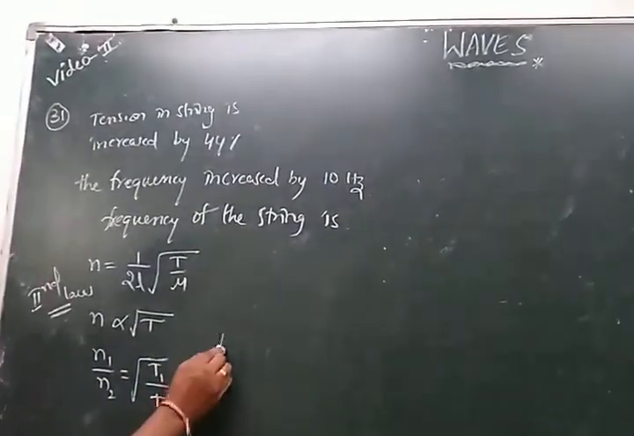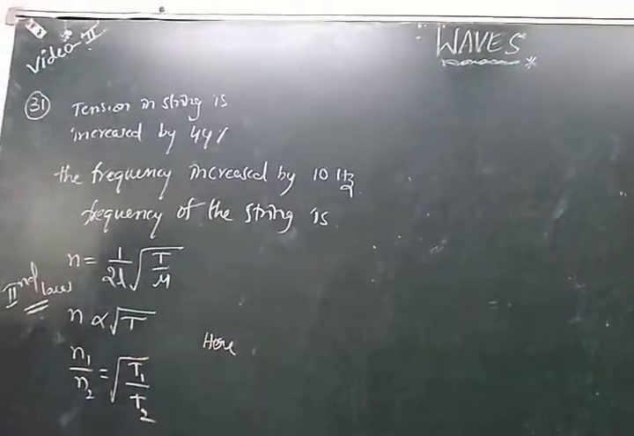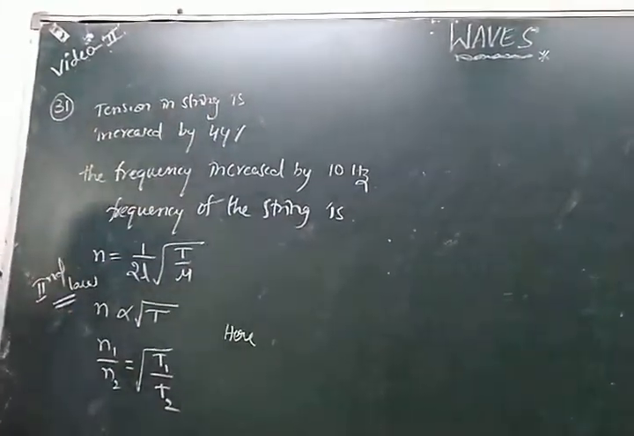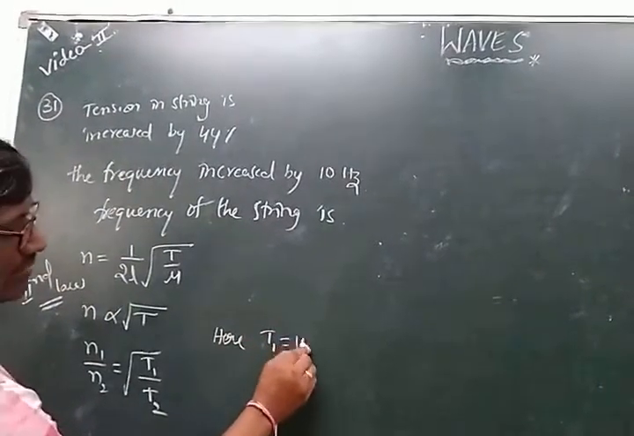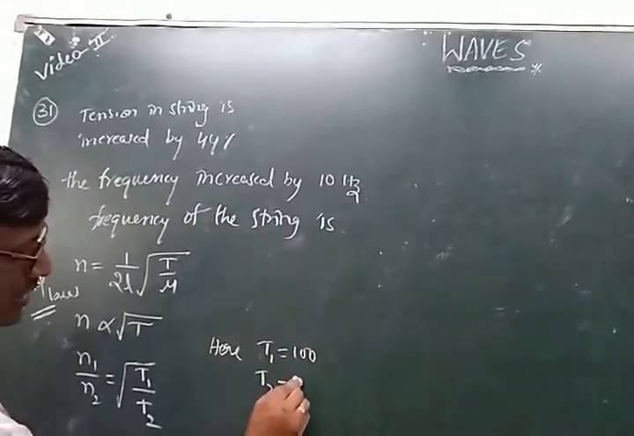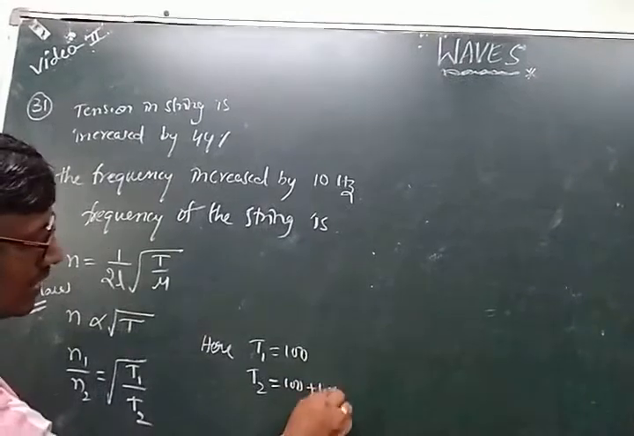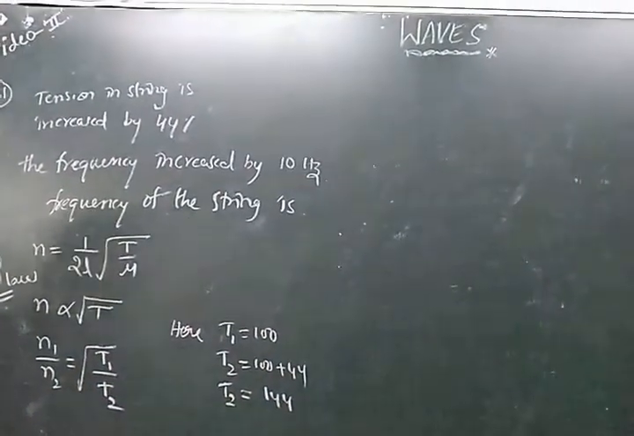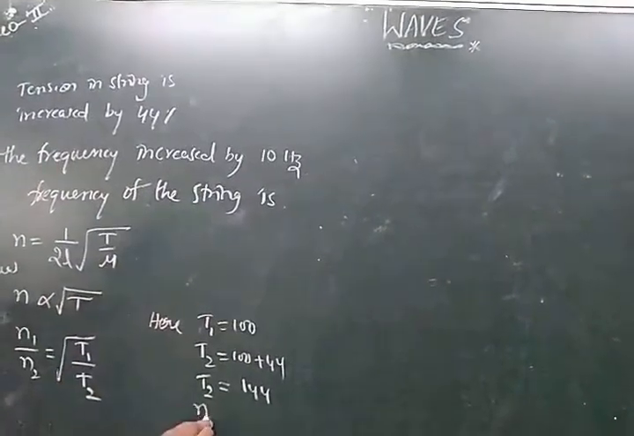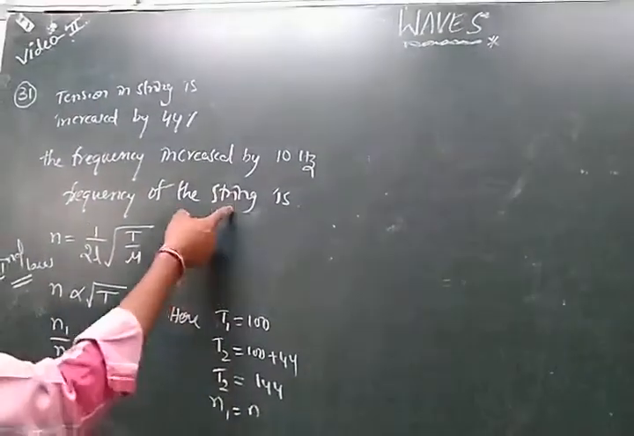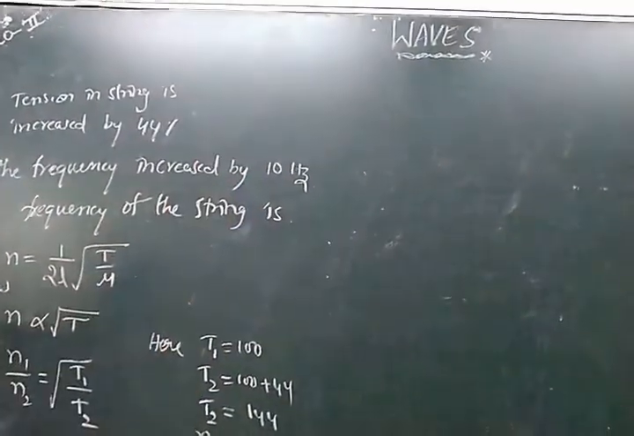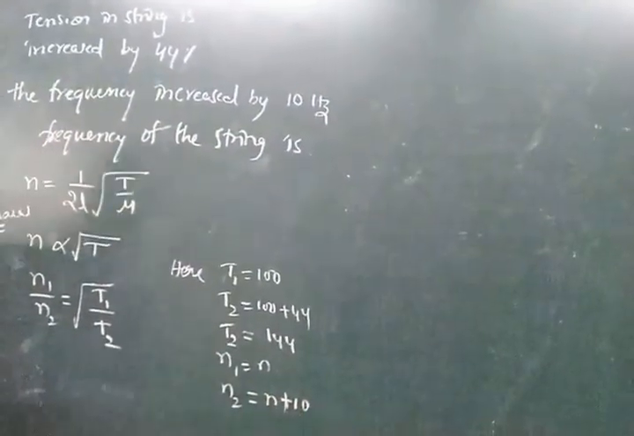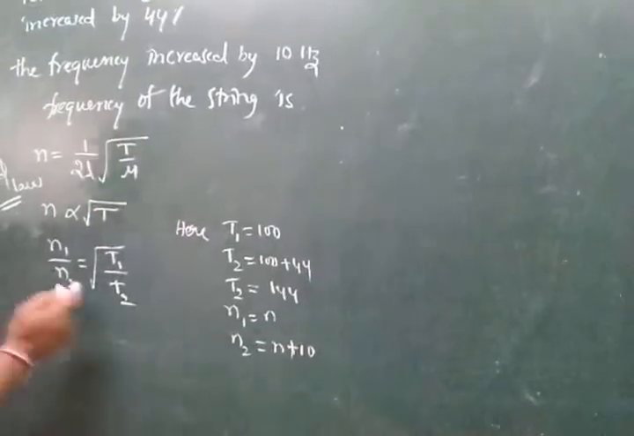So what is given? The tension is increased by 44%. Initially T1 is equal to 100, then T2 is equal to 100 plus 44, that is equal to 144. Then n1 is equal to n, but n2 is equal to n plus 10, as the frequency is increased by 10 Hz. Then substitute the values.